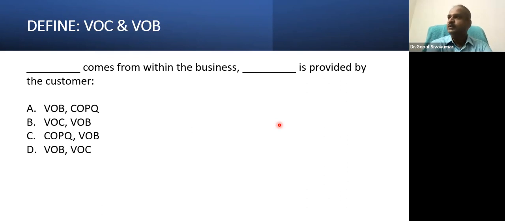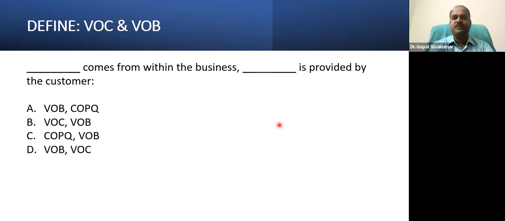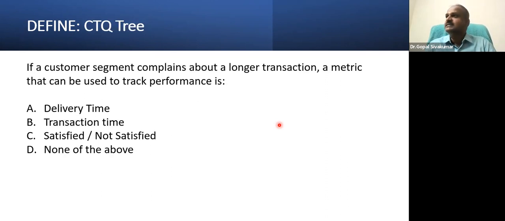Dash comes from within the business and dash is provided by the customer. D, VOC. Yeah. Voice of business comes from within the business and voice of customer is provided by the customer. Hope all of you have read this, studied this.